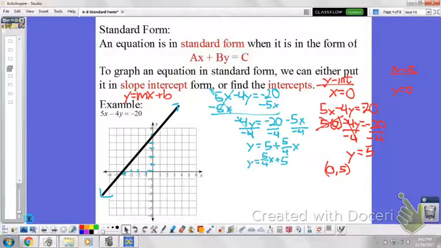To find the x-intercept, I take 5x minus 4y equals negative 20, and I substitute in a 0 for y, so 5x minus 4 times 0 equals negative 20. Since 4 times 0 is just 0, I have 5x equals negative 20. Divide both sides by 5, and I get x is equal to negative 4. So my point is negative 4, 0.